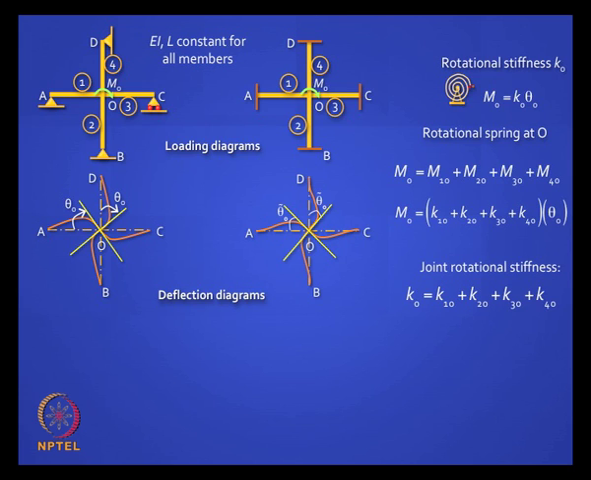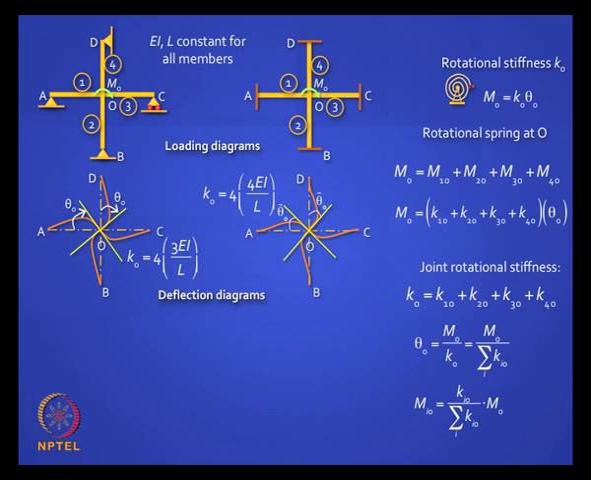It increases, it becomes stiffer. It is easier to rotate one element than to rotate all 4 simultaneously. You have to apply that much extra moment. So theta naught can be calculated in that manner, and in the first case it will be 4 times 3 EI by L, in the second case it will be 4 times 4 EI by L. So now you are comfortable with that.